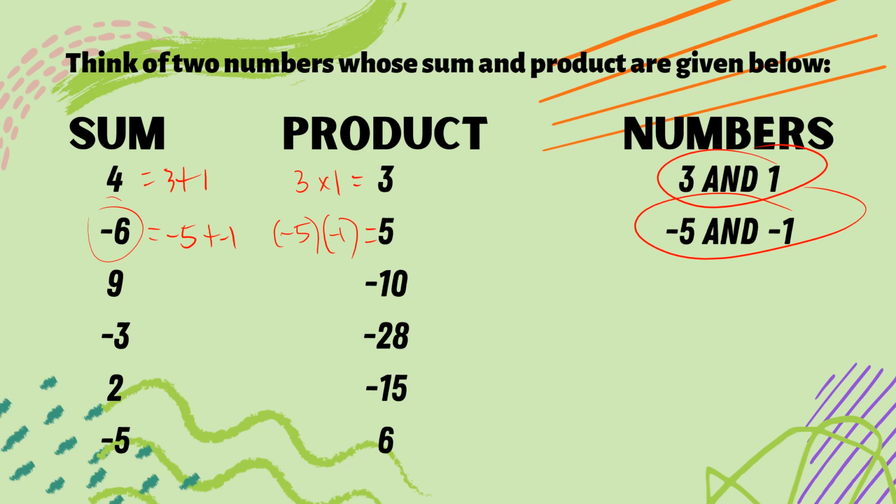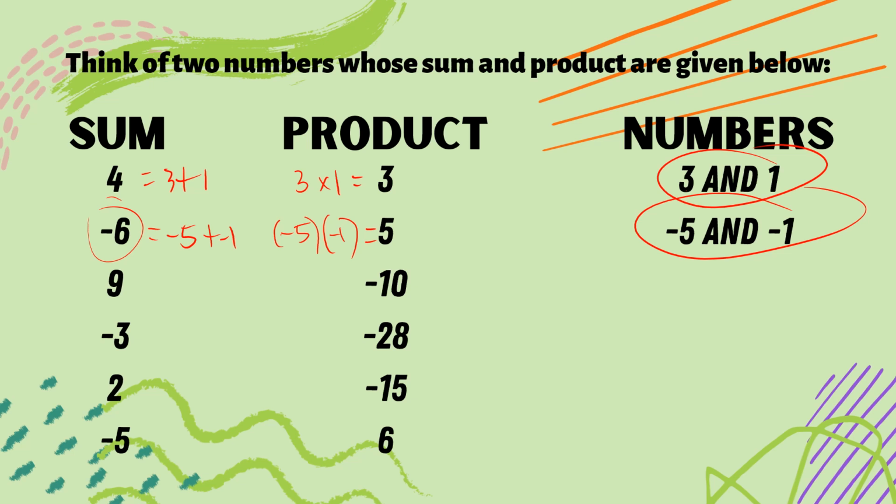Kailan ka ba makakakuha ng negative na product? Diba kapag nag-multiply ka ng isang positive at isang negative? So, ibig sabihin, yung numbers dapat na iisipin natin ay isang positive at isang negative. Now, the sum is positive. So, ang indication niyan, it's either you add two positive integers or nag-add ka ng integers wherein the positive integer has a greater digit or the greater number than the negative one.